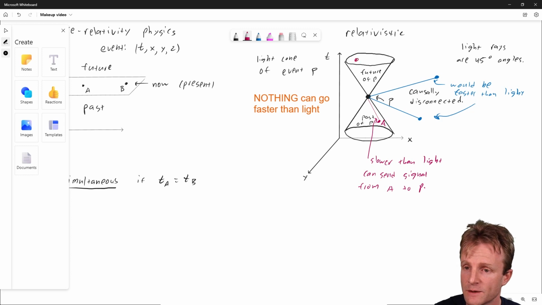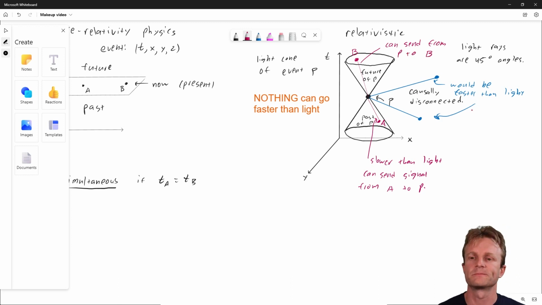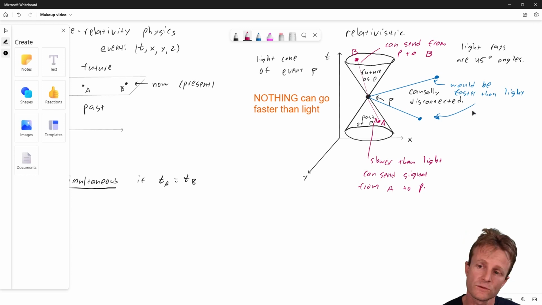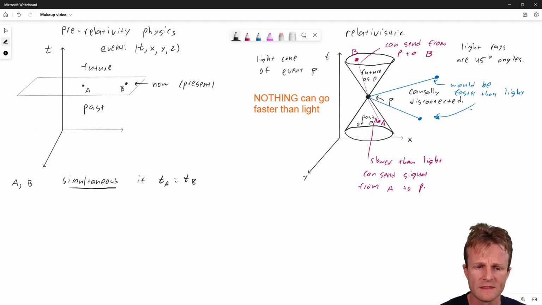And similarly, if we put an event up here, let's call this B, you can send signals from P to B. Okay? And so that's the relevant notion of future and past in special relativity, and also locally near a point in general relativity. Now over here, we said that A and B were simultaneous if Ta equals Tb.